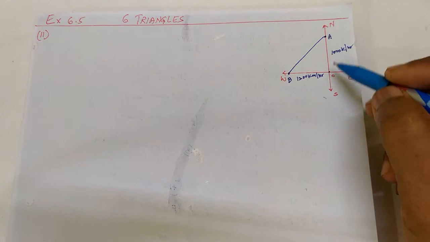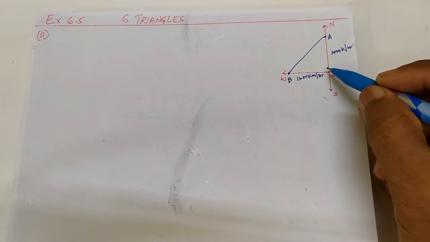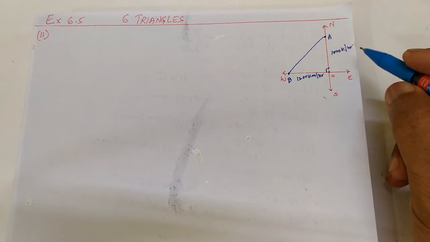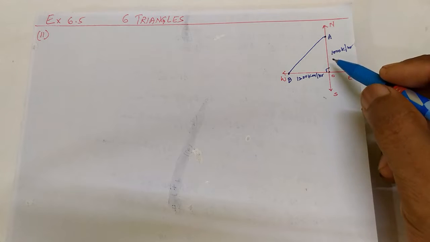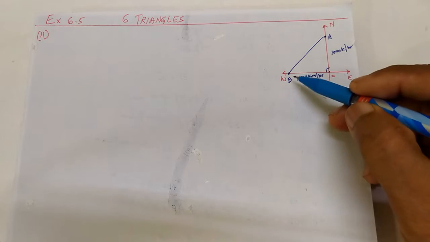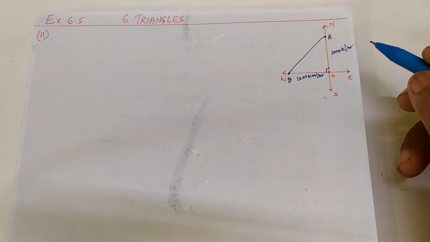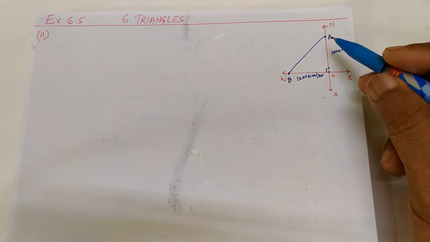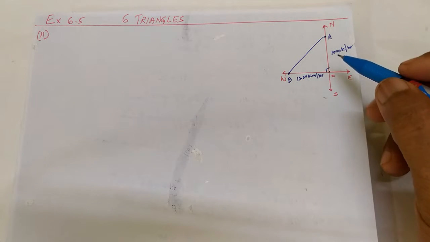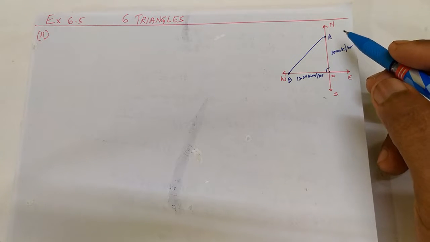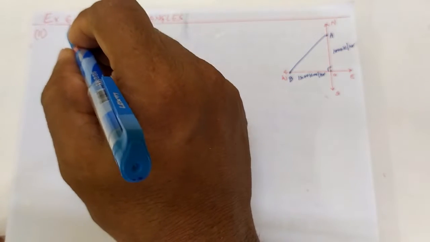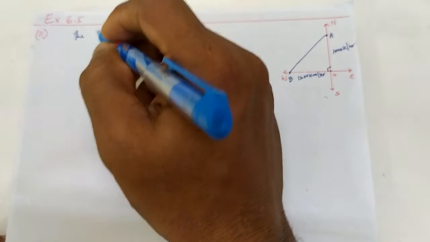If they are going in the north and west directions, the angle between the two from the starting point is 90 degrees. If it is 90 degrees, then AB is the hypotenuse. So using the Pythagoras theorem, we'll calculate this AB. So we'll start with the problem.